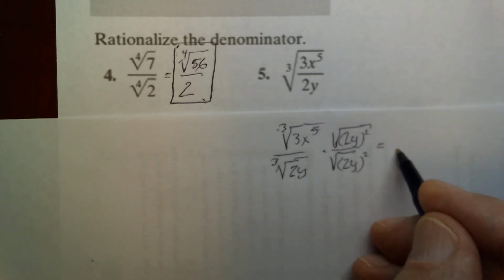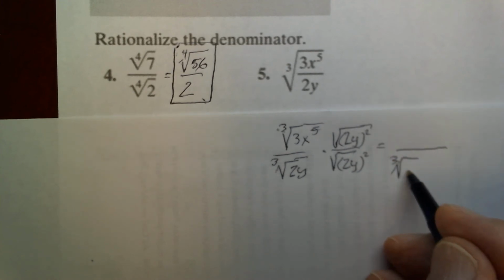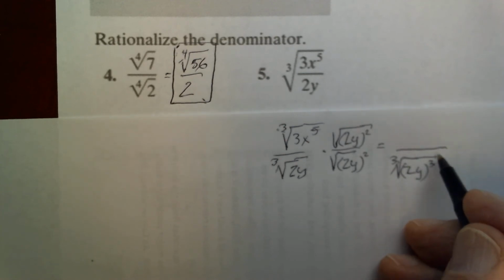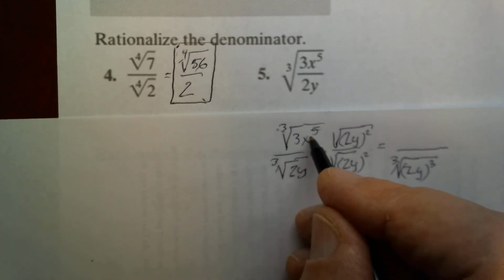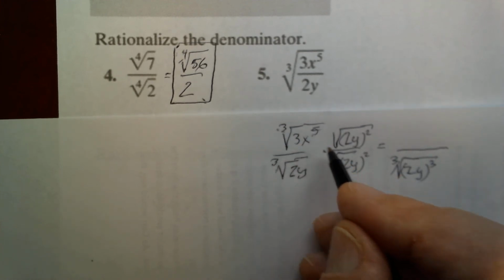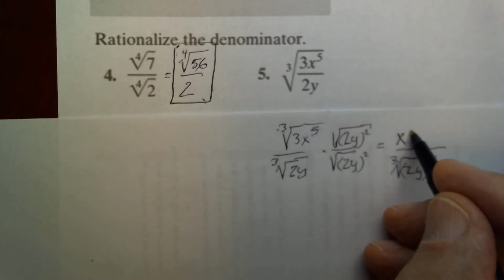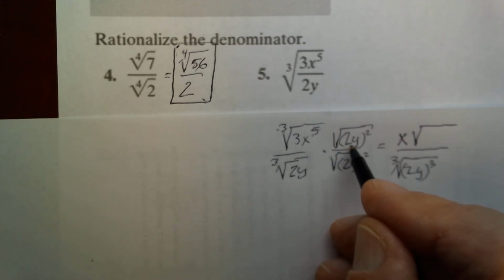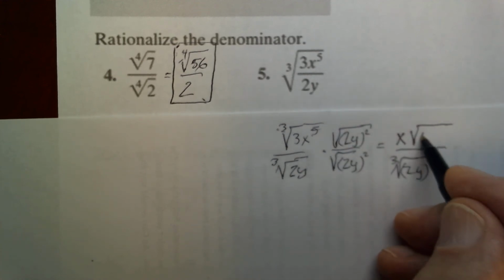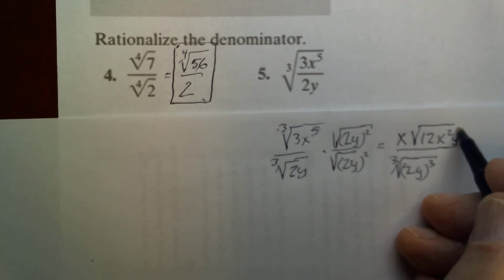So then in the denominator, we get 2y, the third root of 2y to the third power. And in the numerator, we have 3, then x to the fifth would be x to the third times x squared. And the third root of x to the third is x. So then we have 3x times 2y squared would be 12x squared y squared.